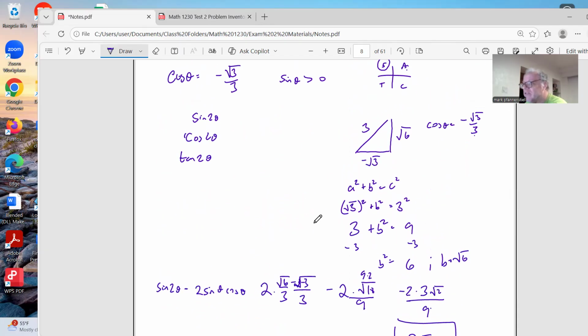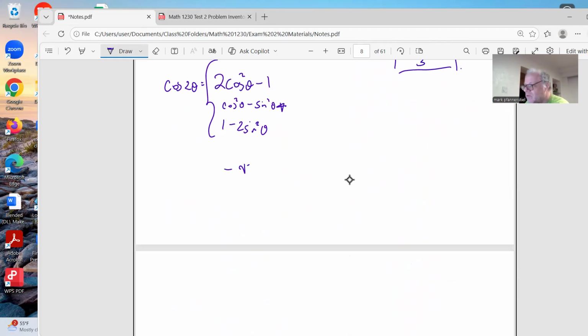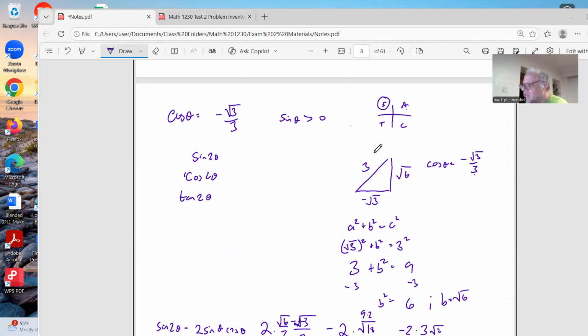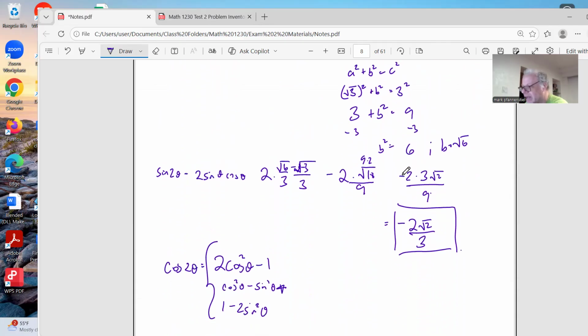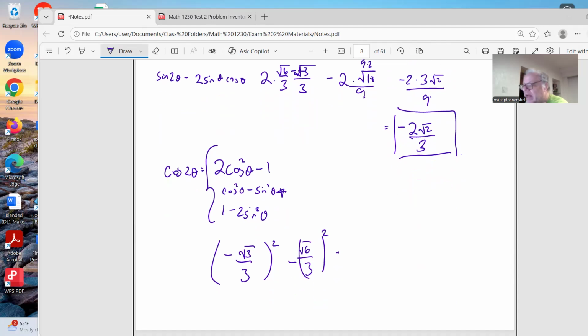So I want the cosine squared of theta. So that's going to be negative root 3 over 3 squared minus, and then we're going to write in our sine, which is going to be root 6 over 3 squared, and that is going to be equal to, and here we have square root of 3 squared is going to be 3 over 9 minus, right?